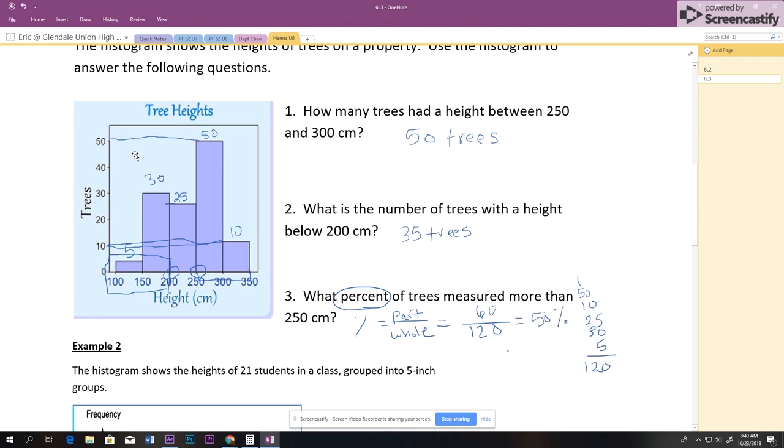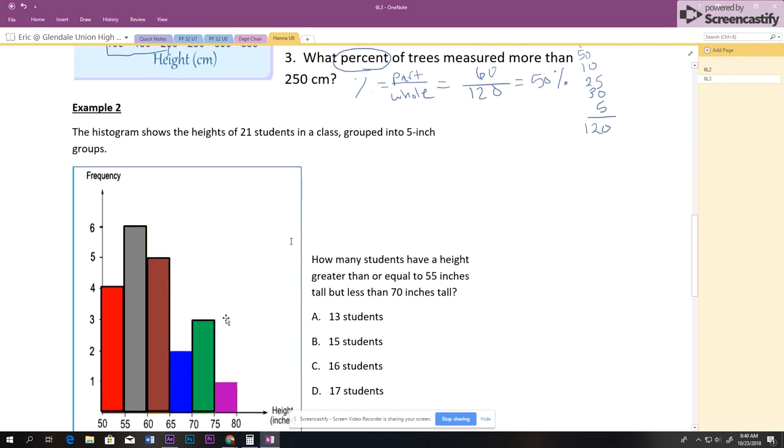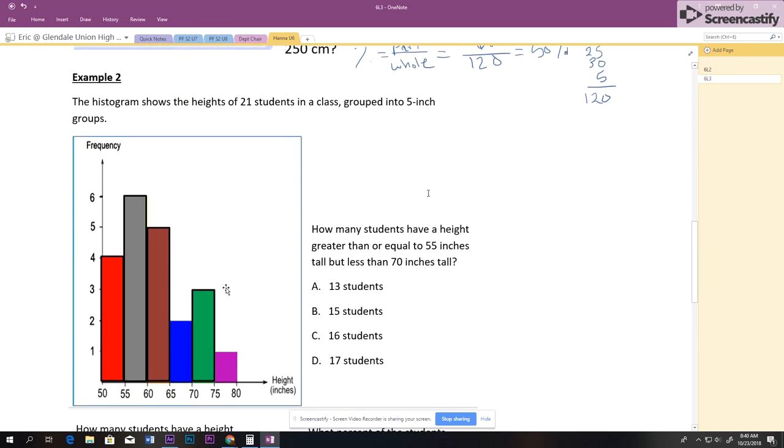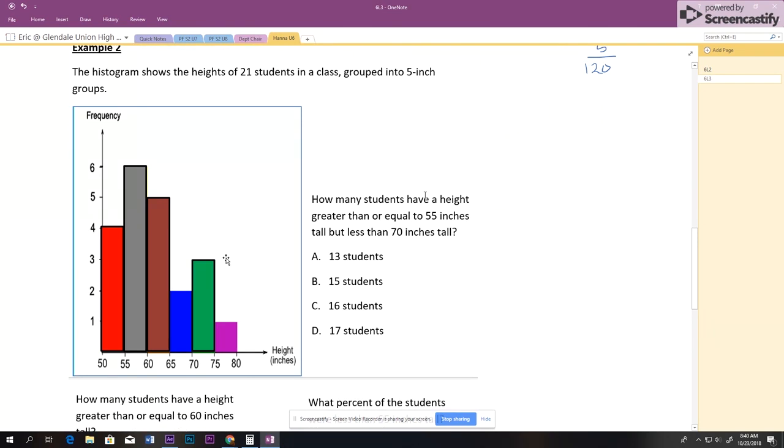All right, so let's take a look at example 2. The histogram shows the heights of 21 students in a class grouped into 5-inch groups. All right, so how many students have a height greater than or equal to 55 inches, but less than 70 inches? So that's this number to this number. And we're not going to count this bar. That's out. And we're not going to count this bar. Instead, we're going to count these 3. So that is 6, 5, and 2. That's 6 plus 5 is 11, plus 2 is 13.